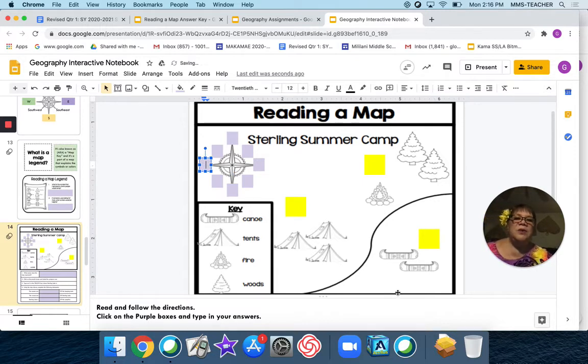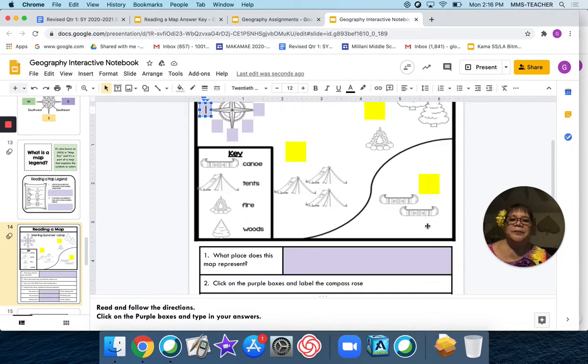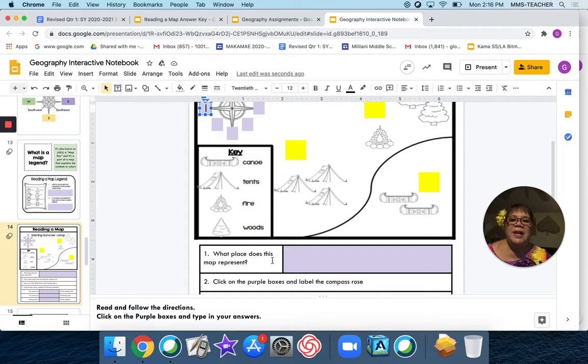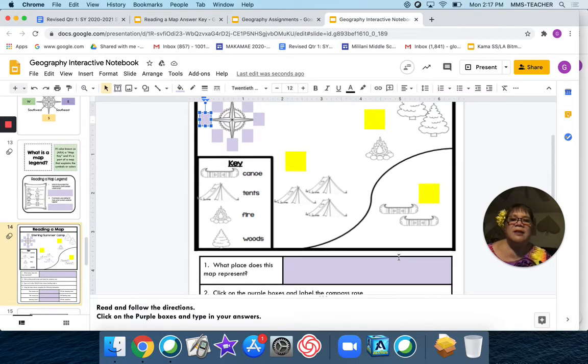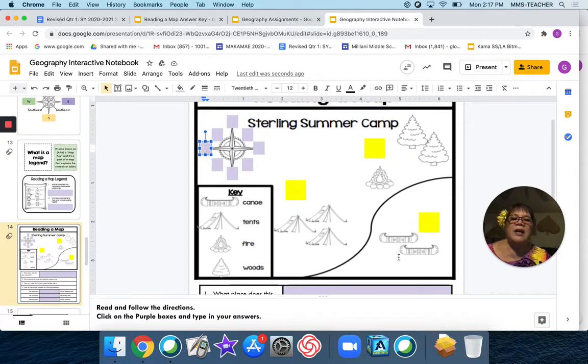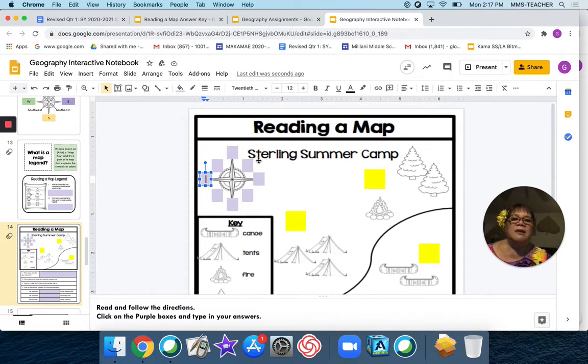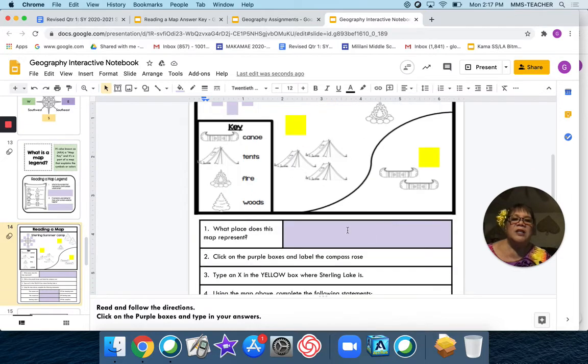Okay, so notice the Sterling Camp. In this camp map, it shows where the canoes are located, where the tents are located, where the fire is located, and where the woods are located. So here's the woods, here's the fire, here's the tent, and here's the canoes, right? Now, it says, what place does this map represent? So you're going to click on the purple box and type in your answers. Well, so what does this map represent? Sterling Summer Camp. So you're going to type in Sterling Summer Camp.